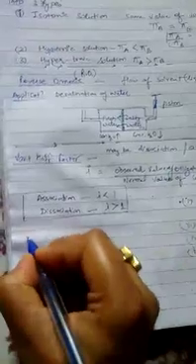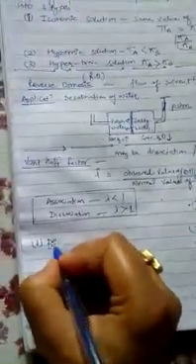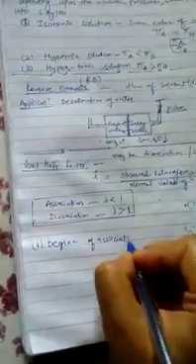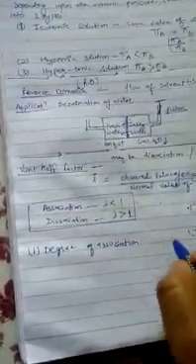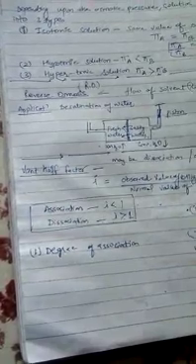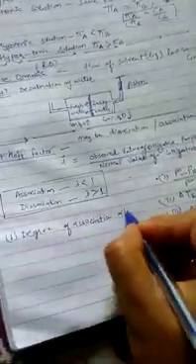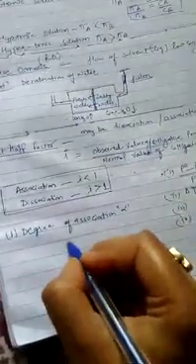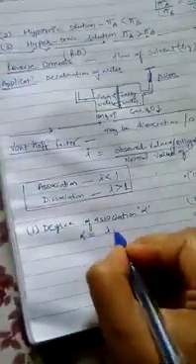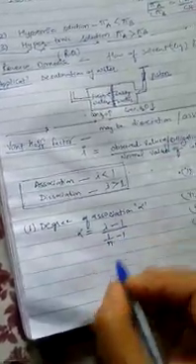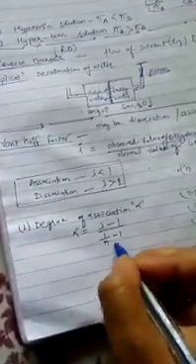Now further, for the calculation of degree of association, if we have to find out the number of molecules associated in any question, then the degree of association alpha will be calculated as alpha equals (i minus 1) divided by (1/n minus 1). Here n is the number of molecules associated.